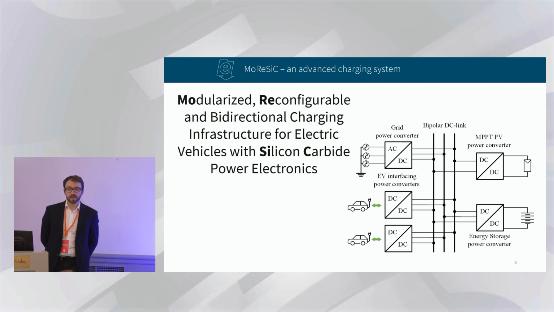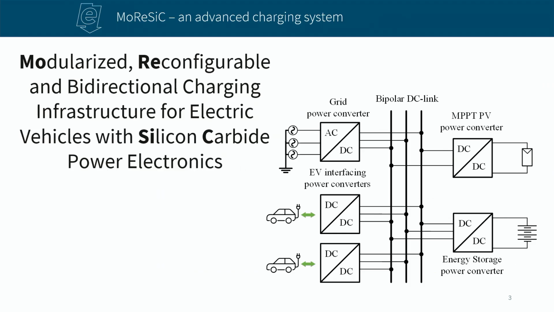The project is MORSIC: modularized, reconfigurable, and bidirectional charging infrastructure for electric vehicles with silicon carbide power electronics. As the name suggests, it's an advanced system, so we have a lot of stuff here. You have a grid connection, energy storage, EVs, of course, and also an inclusion of photovoltaics.